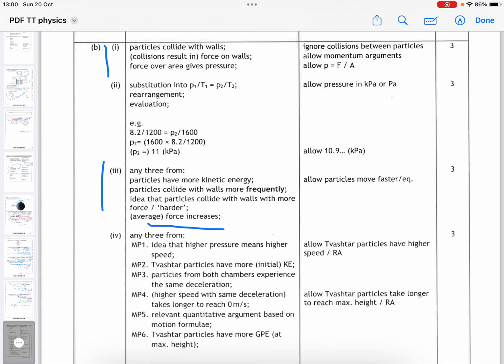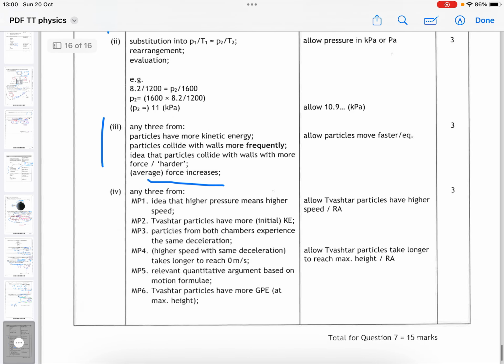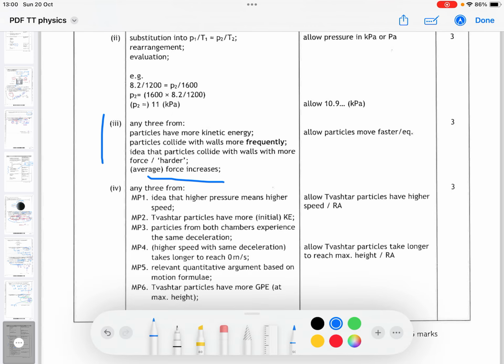And then the last part is giving you a way to get the marks for the final part. These are how you get the marks, the 3 marks. They're giving you 6 ways of getting the 3 marks. Okay, I think that's the final part of the question. So the idea that pressure means higher speed or higher kinetic energy. The Tvashtar particles have more kinetic energy, therefore the kinetic energy gets converted into potential energy, which is what I said, but they're saying they have particles from both chambers, they experience the same deceleration, yes?